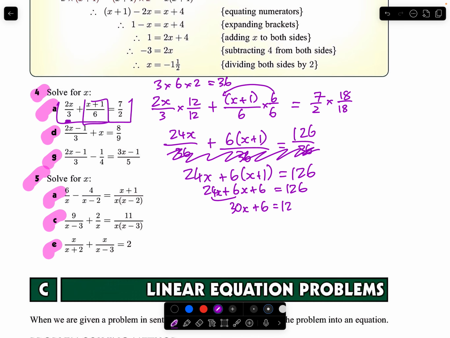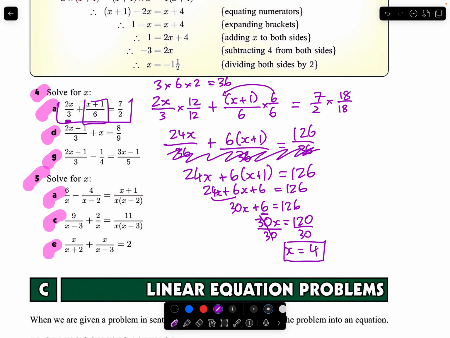How do I get rid of the plus 6? Take 6 from both sides. It's going to be 120. x is being multiplied by 30, so you divide by 30 on both sides. They're going to cancel. x is going to be 120 divided by 30.